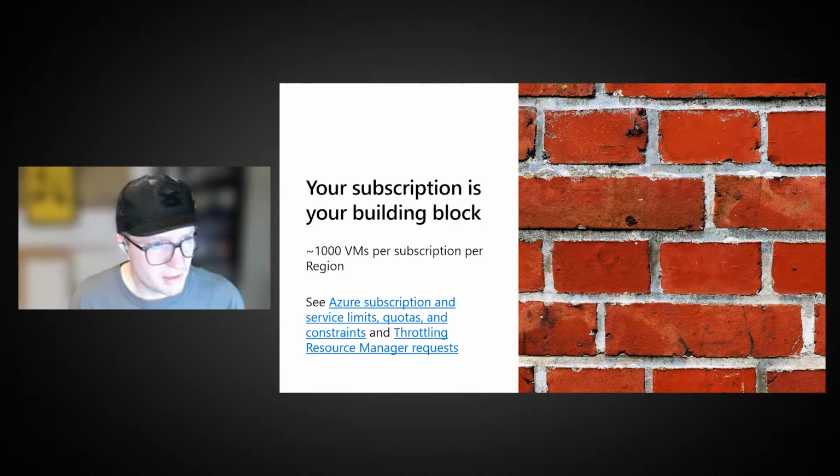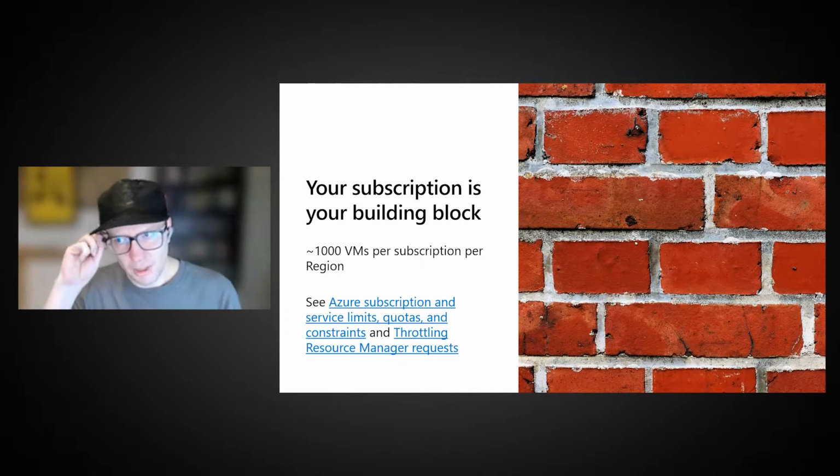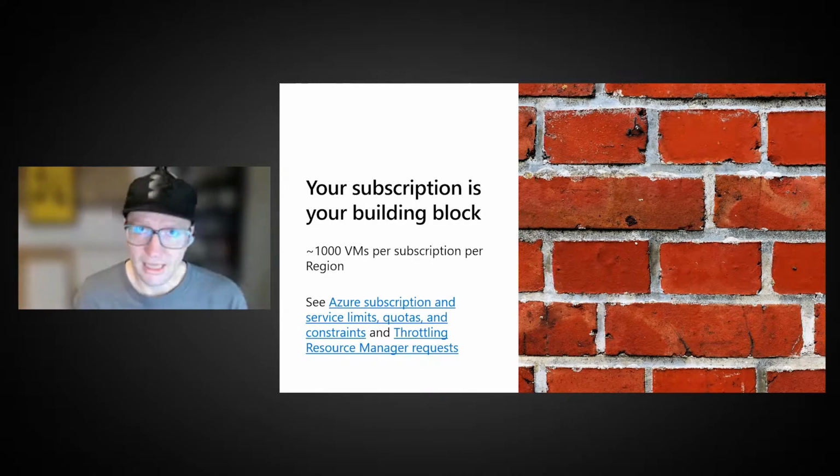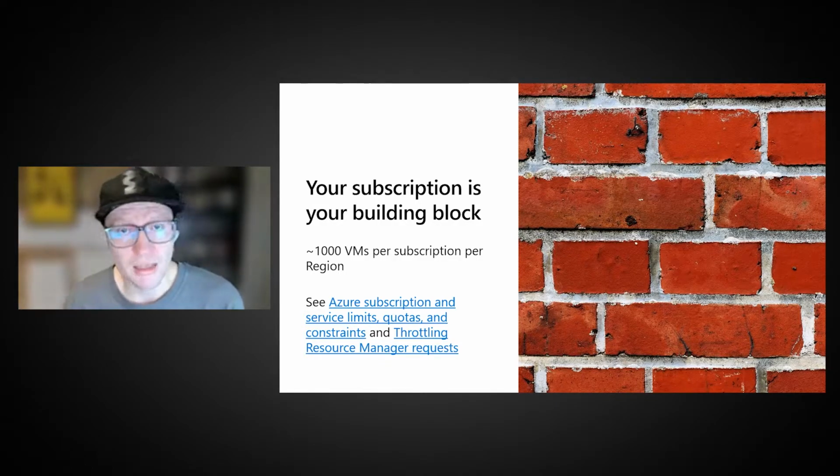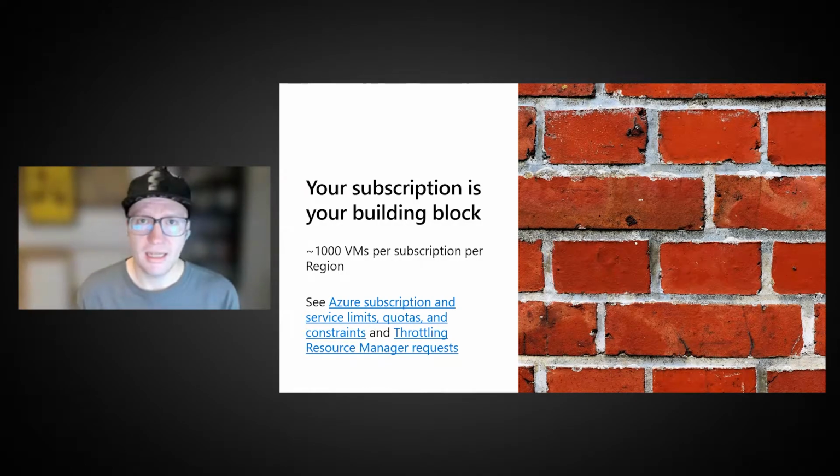Now, we've only got a limited amount of time here, so we're not going to go into a huge amount of depth. But a good rule of thumb is 1,000 VMs per subscription per region. I actually expect that most people will get more than that, but that is the minimum rule of thumb that you can work with without actually identifying the constraints in your environment.